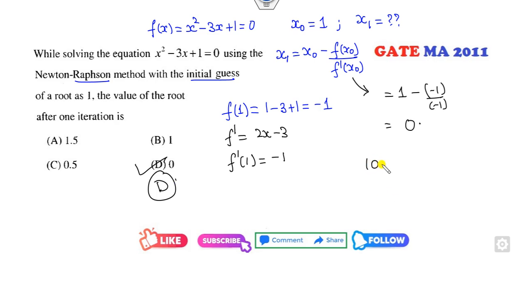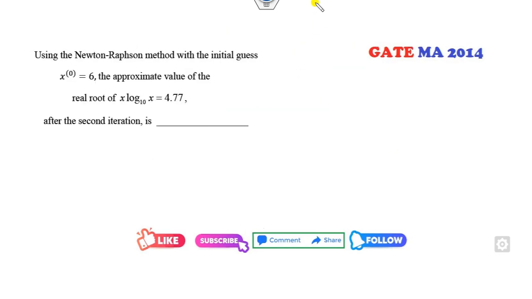Again, you can see a maximum of 10 to 15 seconds is needed to solve the problem. Okay, look at this another one. Using the Newton-Raphson method, the initial guess x naught is given to be 6. The function is given by x log to the base 10 of x minus 4.77. Then your target is to find x2, the second iteration.